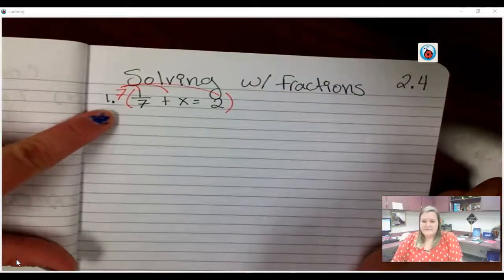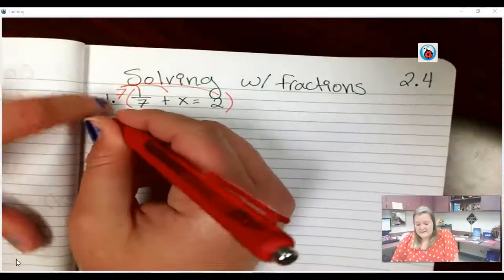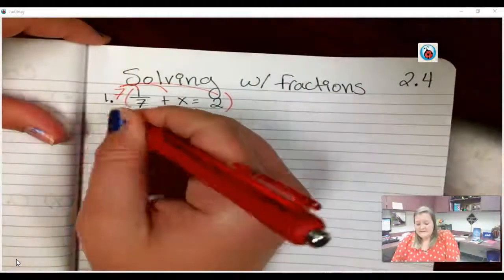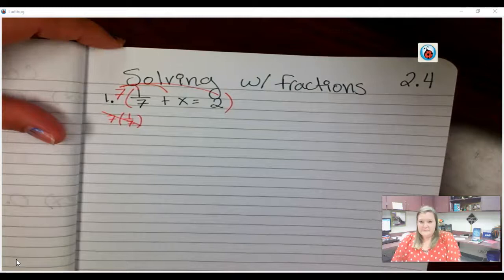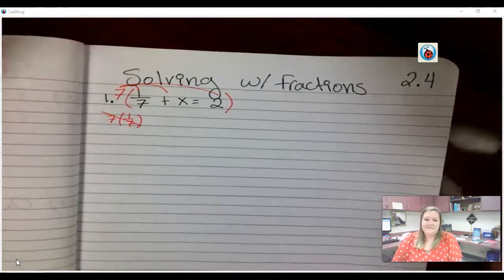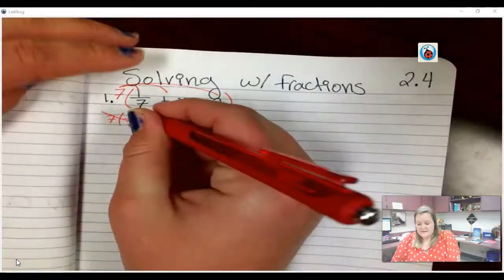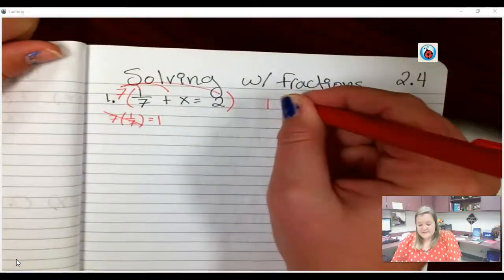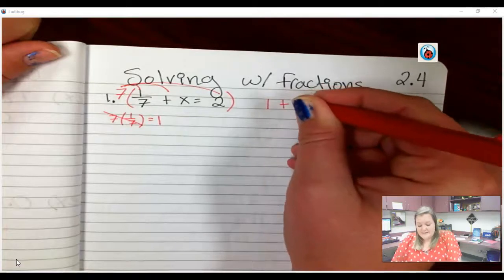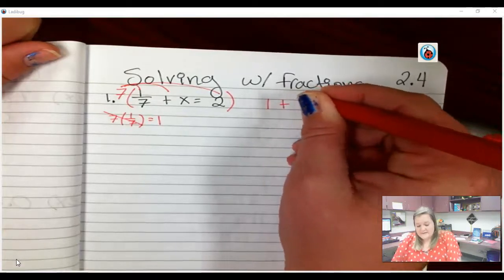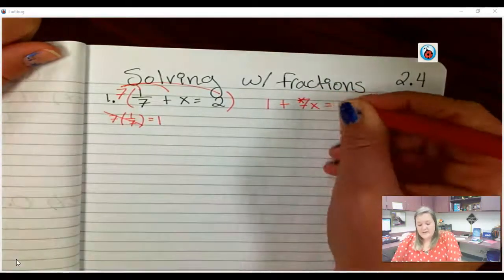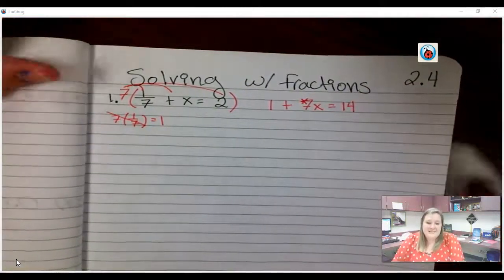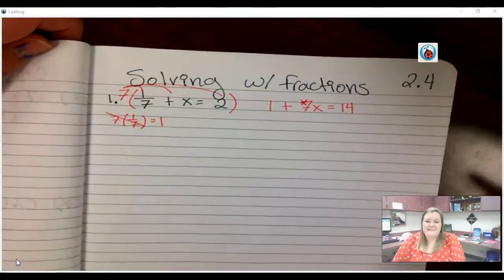So you have 7 times 1 over 7. Now what happens is those divide to get 1. So then your answer is the numerator. So then this problem is simply saying 1 plus 7x equals 14. The fraction is gone and you have a nicer problem.